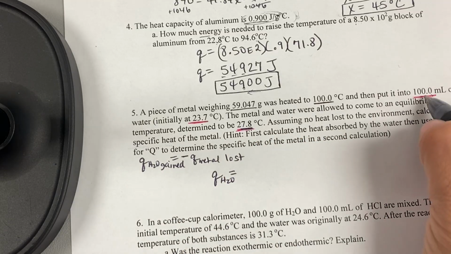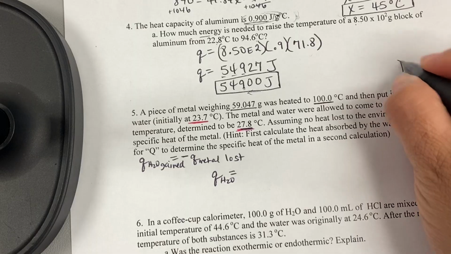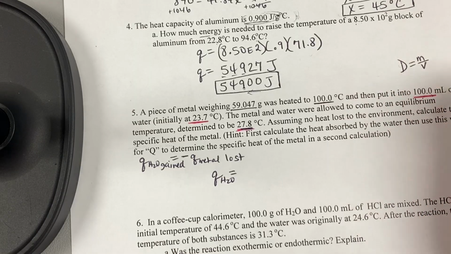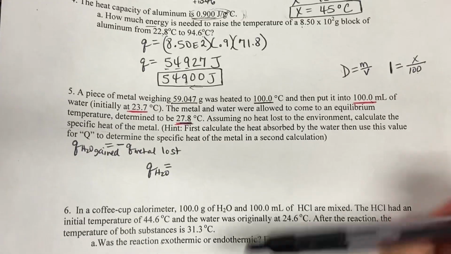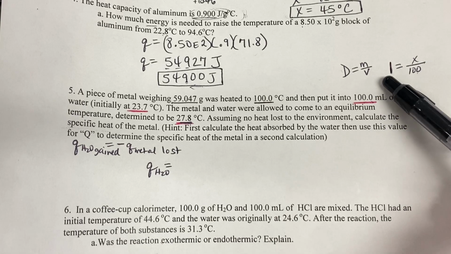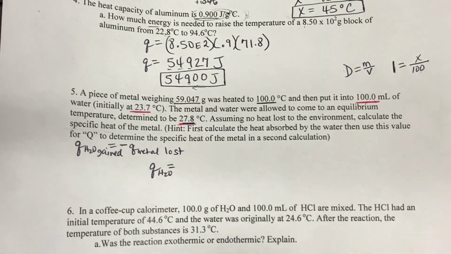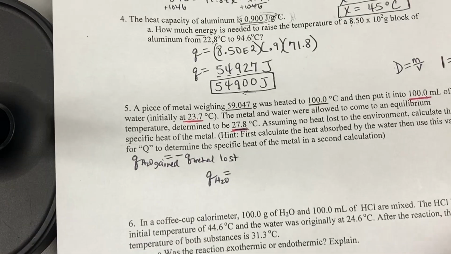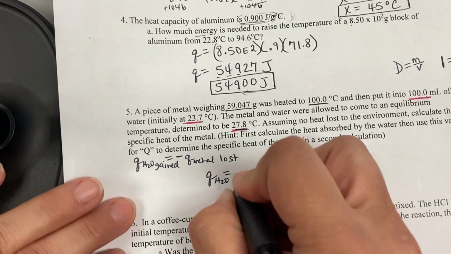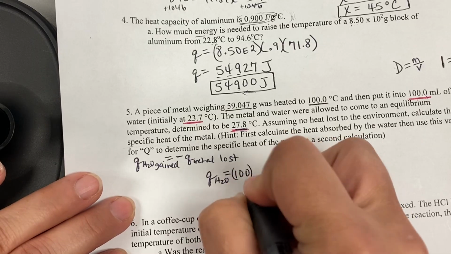So because of density, remember, density is equal to mass divided by volume. And we know the density of water is 1. So if the density of water is 1 and I have 100 milliliters, how many grams would that have to be? How many grams would that have to be for me to have a density of 1? Well, it'd have to be 100 grams. So 100 divided by 100 would give me 1. And so I know that this is equal to 100 grams of water.